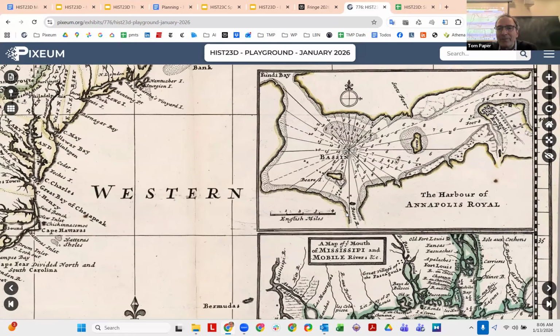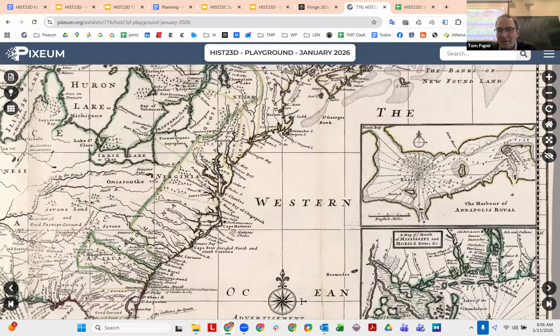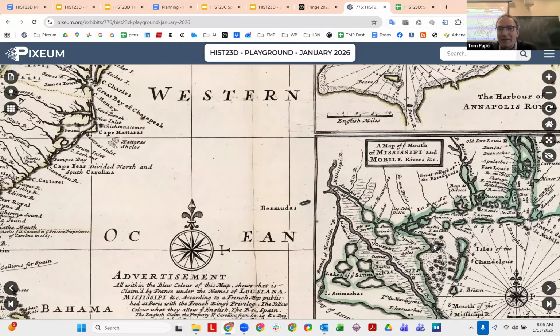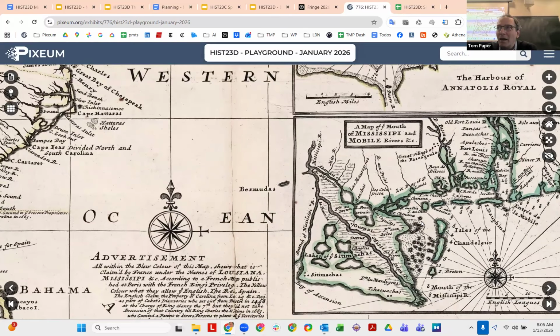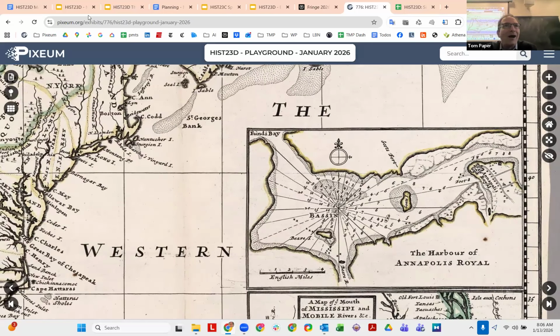I don't know too much about the history of Annapolis. I didn't necessarily know if it was the center of British colonial administration or something like that. I would have assumed it would be Virginia or maybe somewhere up in New England. But I thought it was really interesting that this is the British inset on here.